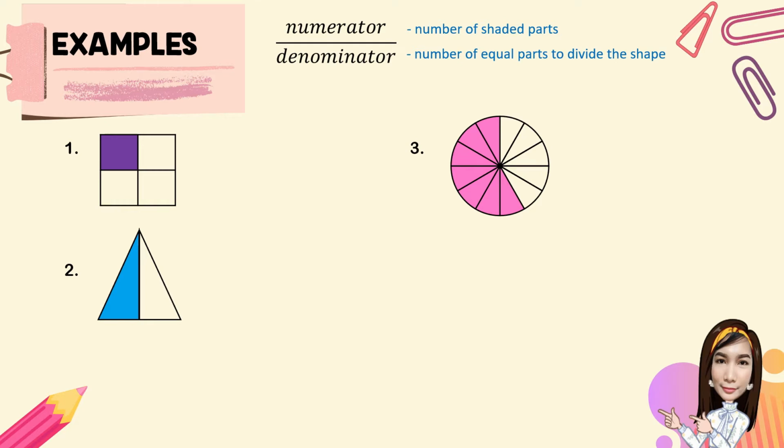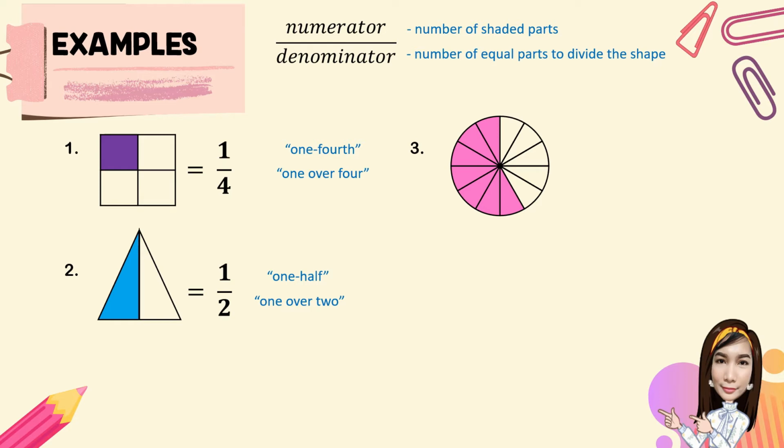For the first figure, the fraction is equal to 1/4, or 1 over 4. 1 is the numerator, therefore we only have one shaded part or region. And the square is divided into 4 equal parts. So, the denominator is 4. The second figure has the fraction 1/2, or 1 over 2. 1 is the numerator, therefore we only have one shaded part or region. And the triangle is divided into 2 equal parts. Therefore, the denominator is 2.